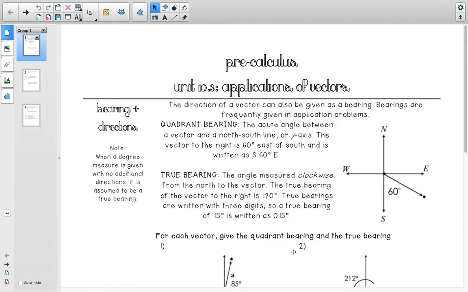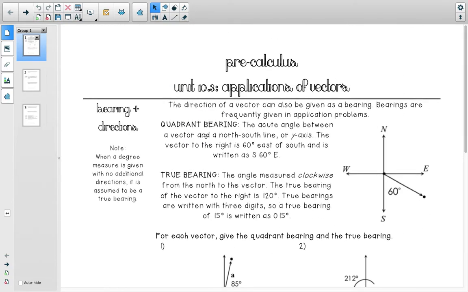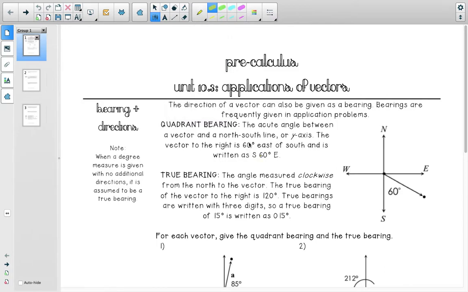Of vectors. So I'm going to break this up as much as I can. I'm just going to do probably this first page and then break it up almost by page. All right, so bearing and directions are a little different. And if you're taking physics with Mrs. Tidd, then this is something you've kind of already seen.